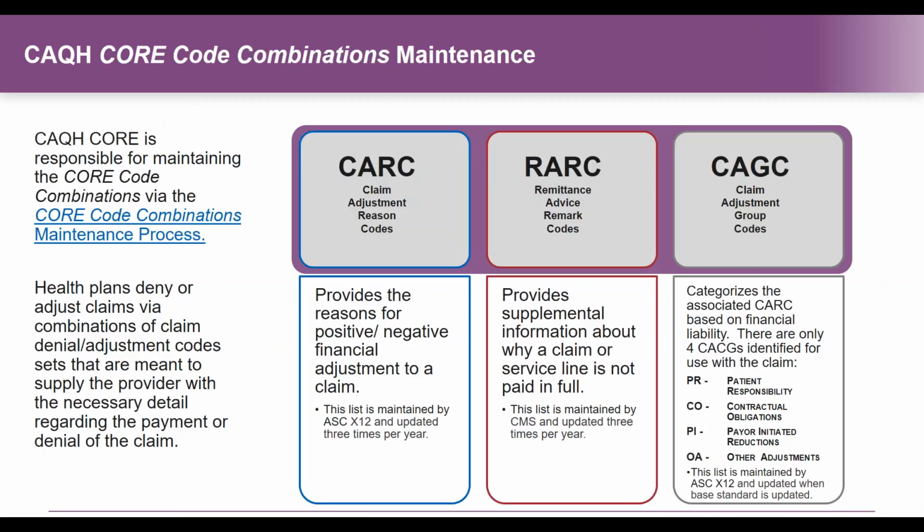CAQH Core is responsible for maintaining the core code combinations via the core code combinations maintenance process. What that means is that between the claim adjustment reason codes, the remittance advice remark codes, and the claim adjustment group codes, the 3 different code sets that are used by health plans to provide information to a provider on the particular reason for denial or adjustment, those codes used in combination really provide that information.